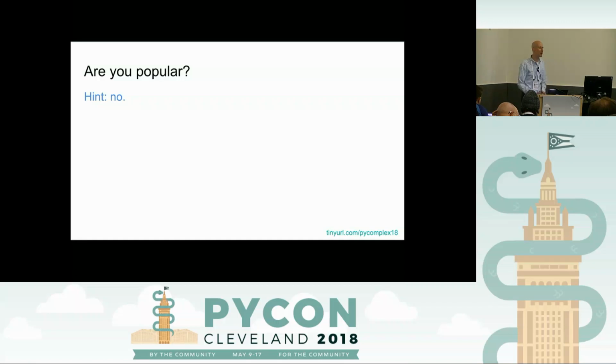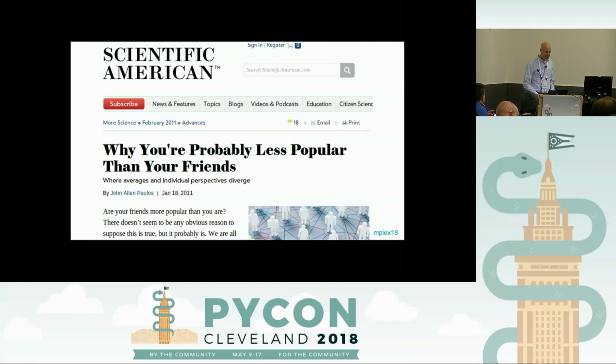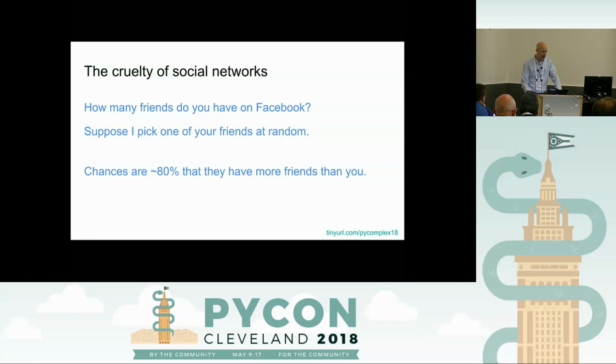So here's my motivating question, because you're supposed to start every example with a motivating question. Are you popular? And the answer to this question turns out to be no. And there's a cool experiment that describes this. This is an article from Scientific American: This is why you are probably less popular than your friends. And this is true of real social networks, like your actual friends in the world. It's also true of internet social networks.